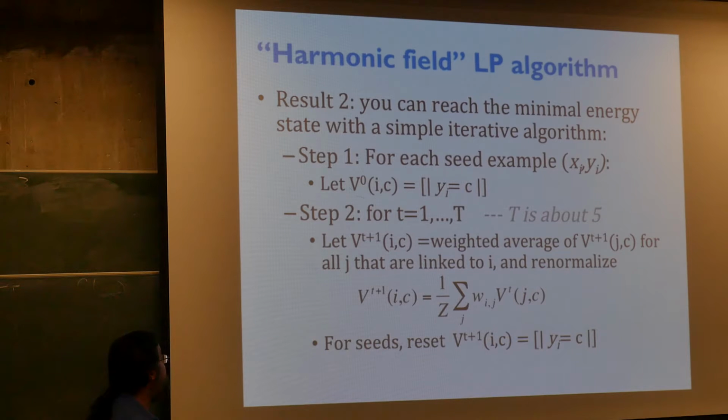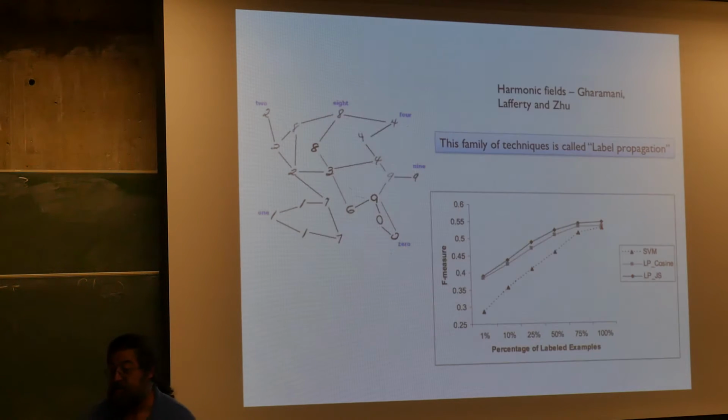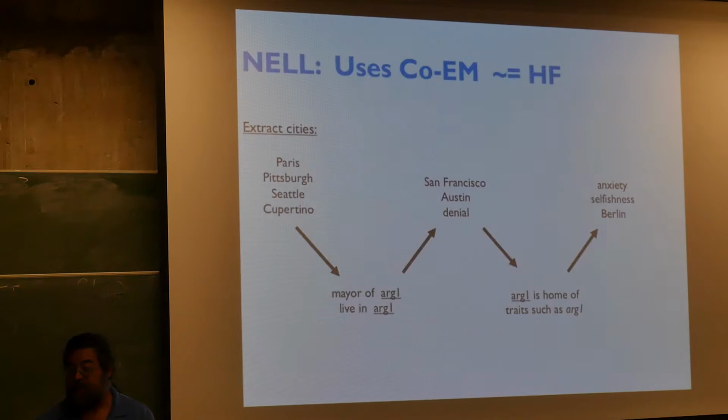And at the end of the day, after I converge, this property will hold. So at the end of the day, we'll get a fixed point of this. And in that fixed point, after we've converged, the score for every node will be the average of its neighbors. So this is sometimes called the harmonic fields algorithm because you end up with a harmonic function, an average of the neighbors. Okay, so this is the basic idea.